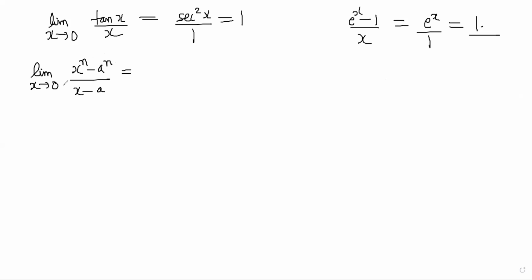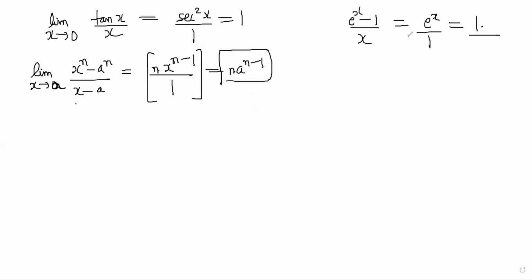This is 0 by 0 if x tends to a, then differentiation is n x to the n minus 1 by 1, right? So x tends to a, the answer is n a to the n minus 1. It is no longer in 0 by 0 form, right? So it is very easy to use this rule, but what are the rules that you should see first?